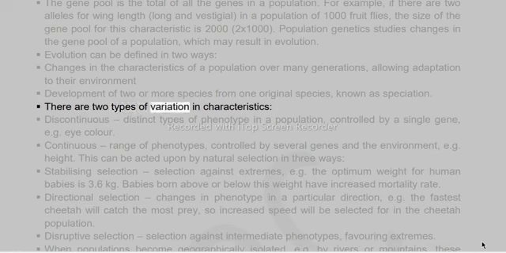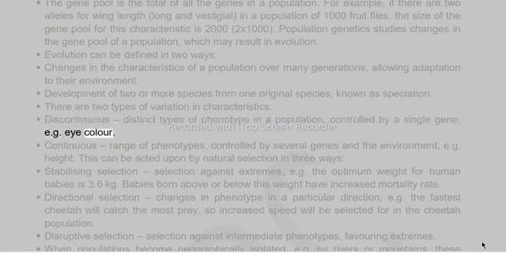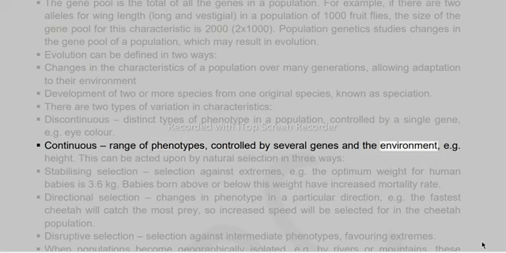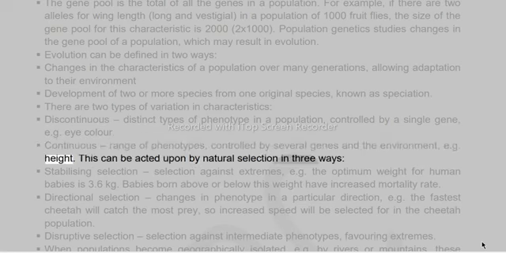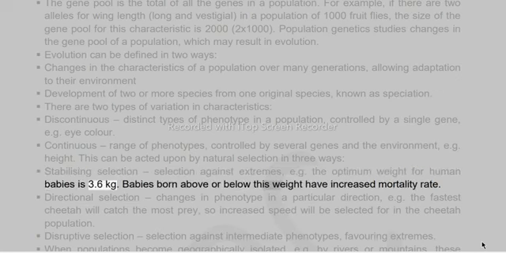There are two types of variation in characteristics: discontinuous, distinct types of phenotype in a population, controlled by a single gene, e.g. eye color; and continuous, a range of phenotypes, controlled by several genes and the environment, e.g. height. This can be acted upon by natural selection in three ways. Stabilizing selection, selection against extremes, e.g. the optimum weight for human babies is 3.6 kilograms. Babies born above or below this weight have an increased mortality rate.